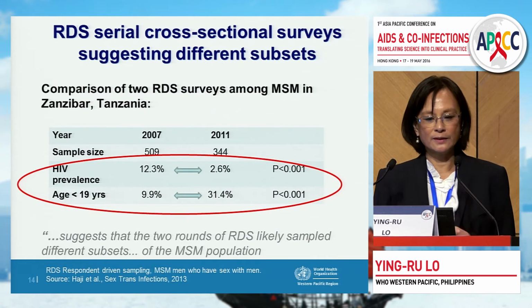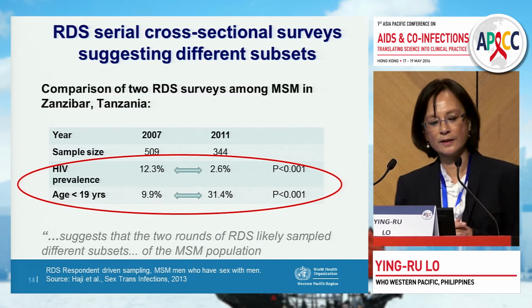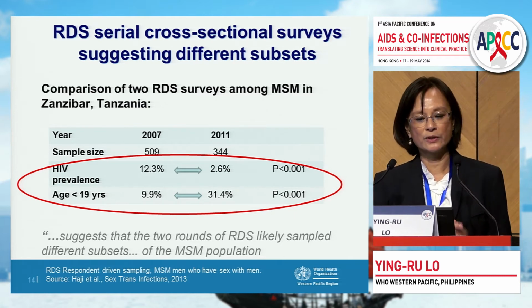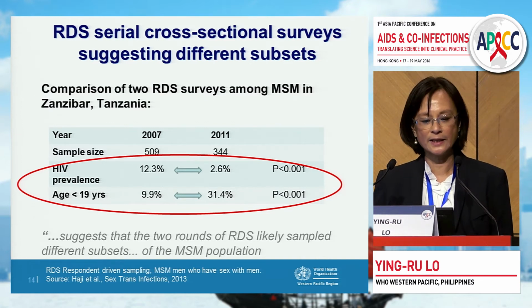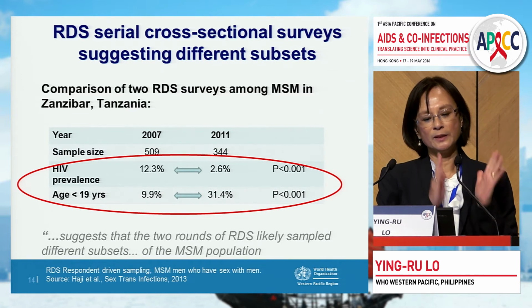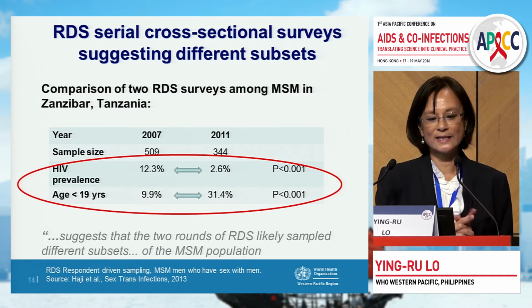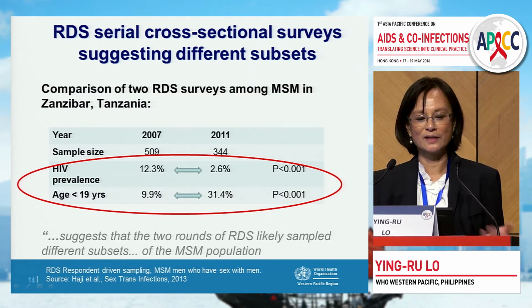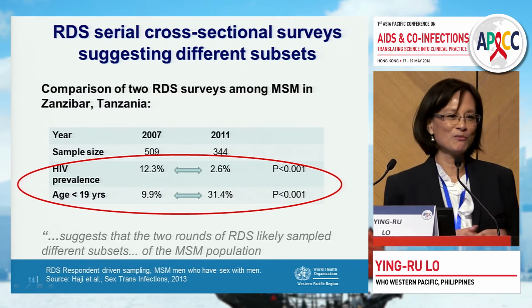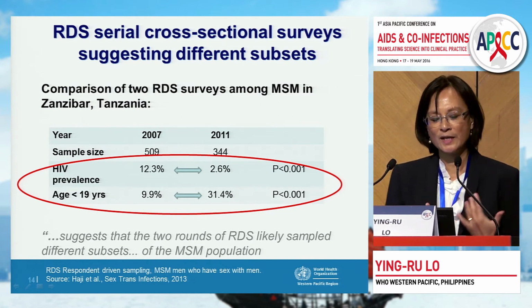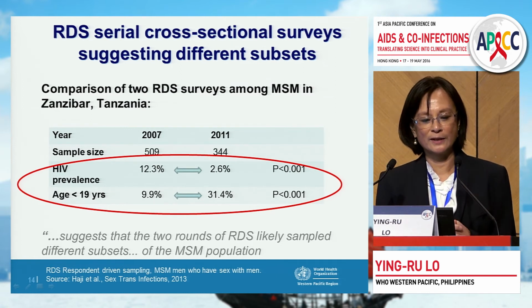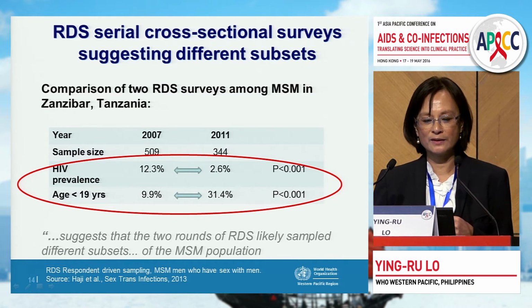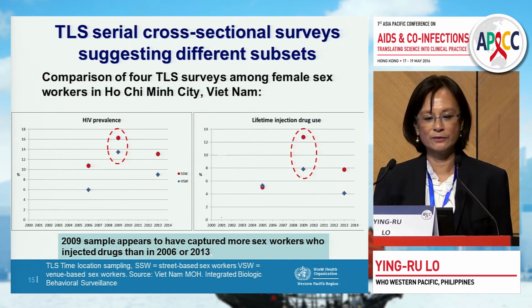These are not perfect methods, and here are some examples. This is a respondent-driven sampling survey among MSM, which was conducted in Zanzibar in Tanzania by the same study team. You can see the same study team with the same protocol did the survey in 2007 and then again in 2011. And you look at the data and it's 2.6% in 2011. So someone could come and say, wow, we have a huge increase. But it's also likely that in the 2 rounds, you have sampled different subsets. So you have to be very careful how you interpret the method and use the data you have generated.